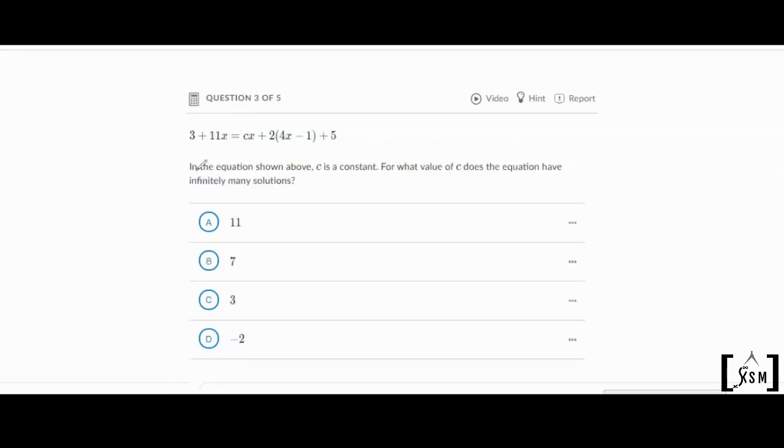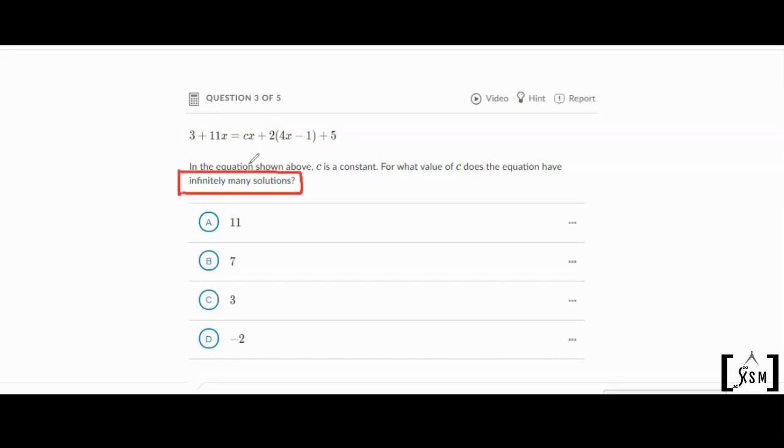Looking at question number 3, an equation has been given to us. In the equation shown above, c is a constant. For what value of c does the equation have infinitely many solutions? We have solved these kinds of questions many times, and they come up very frequently in the SAT.